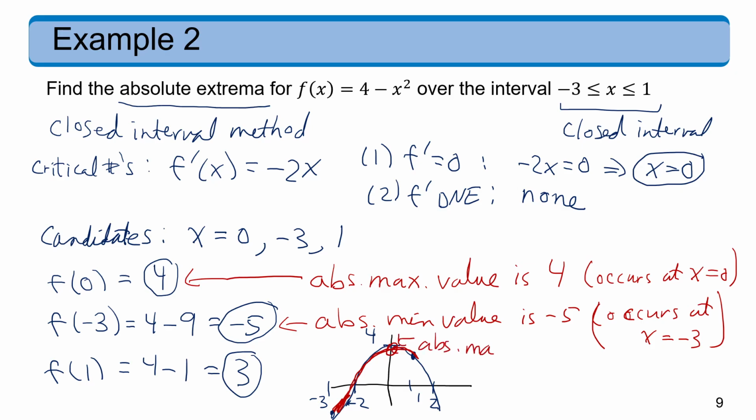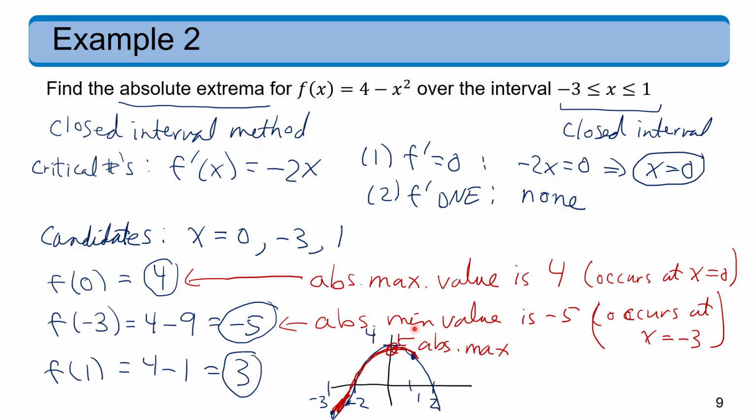And does that correspond with what we found? Right, we found the absolute max value is 4, which occurs at x value 0. That's exactly what this is. We're at height 4, and it corresponds to an x value of 0.